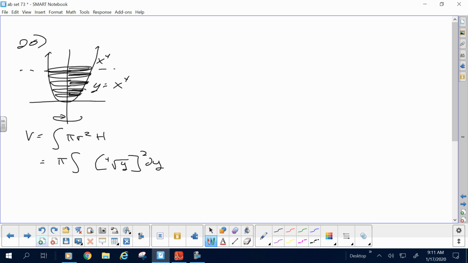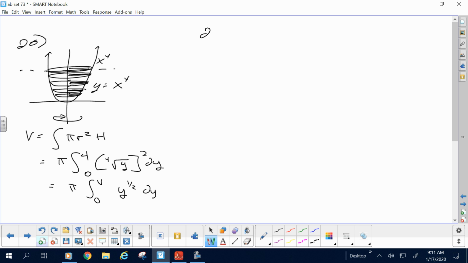What is the height of each of those circles? dy. Anytime you go around the y-axis, you should be using y as the variable of integration. What are the limits on y? 0 to 4. Almost there. Let's clean up. What is the fourth root of y squared? y to the 1/2. Integrate that, and you should be rolling.